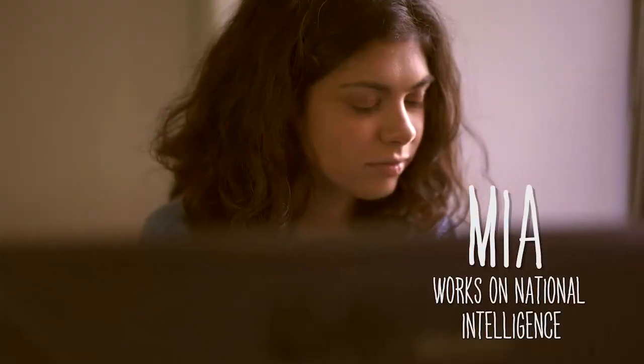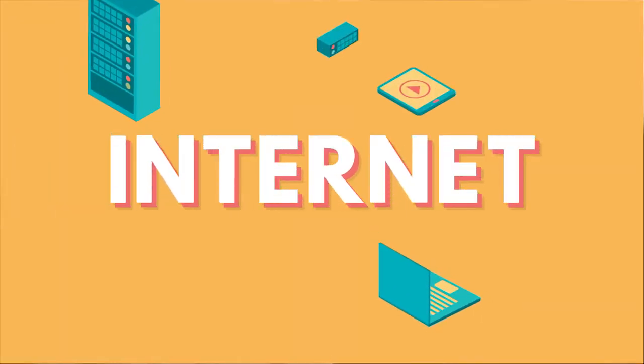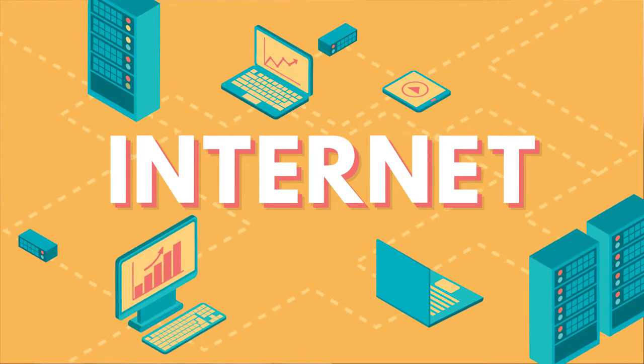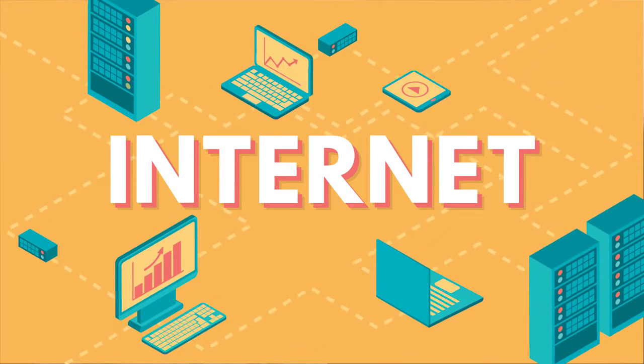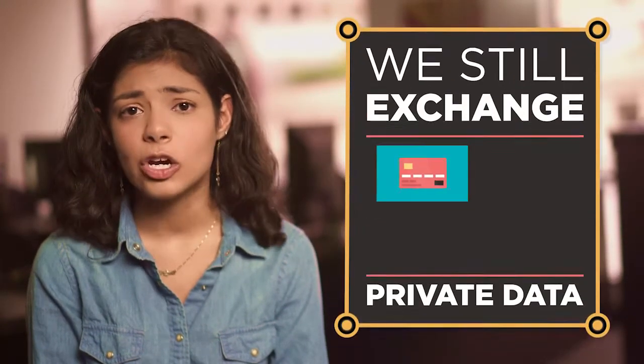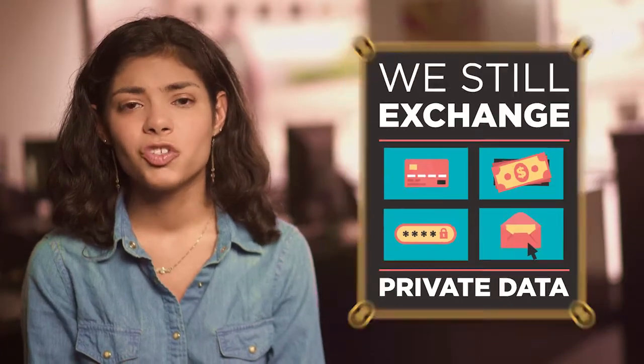I'm majoring in computer science at UC Berkeley, and I work for the Department of Defense, where I try to keep information safe. The internet is an open and public system. We all send and receive information over shared wires and connections. But even though it's an open system, we still exchange a lot of private data. Things like credit card numbers, bank information, passwords, and emails. So how is all this private stuff kept secret?